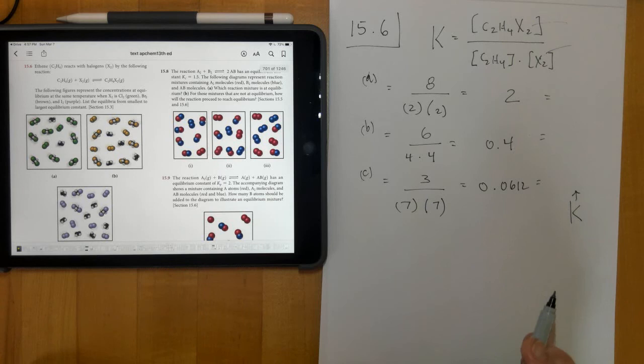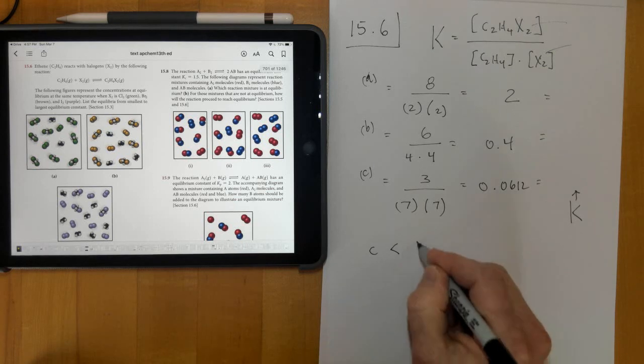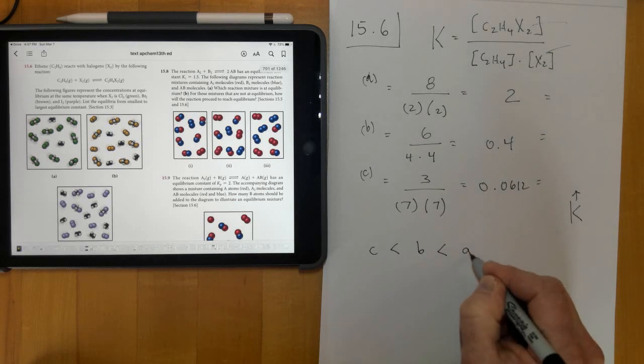And so we can list them in order from smallest to largest equilibrium constant. The smallest would be C. The next smallest would be B, and the largest would be A.